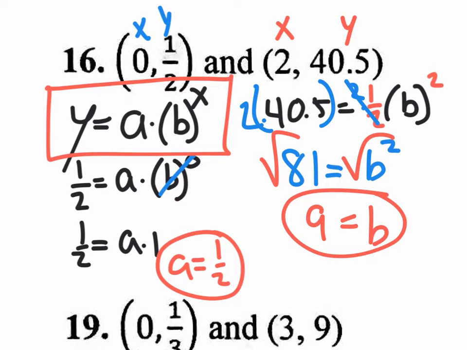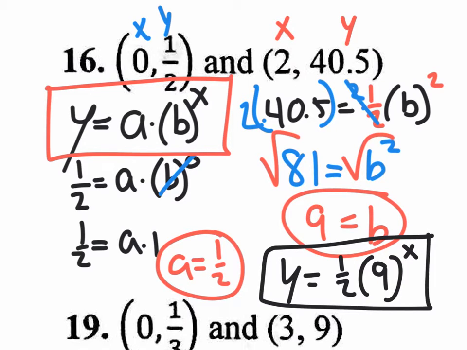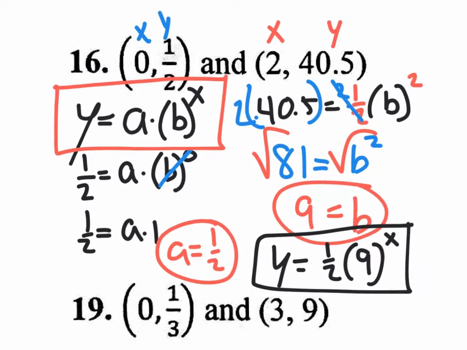So we have our a value of 1/2, our b value of 9. Now we could take that 1/2 and put it right there, the 9 and put it right there. So our final answer is y equals 1/2 times 9 to the x power. And this is your exponential growth function that actually passes through the above 2 coordinates. What do you think? Practice makes perfect.